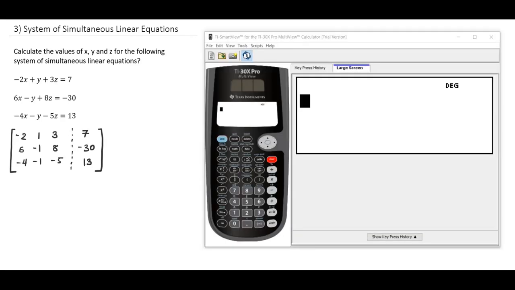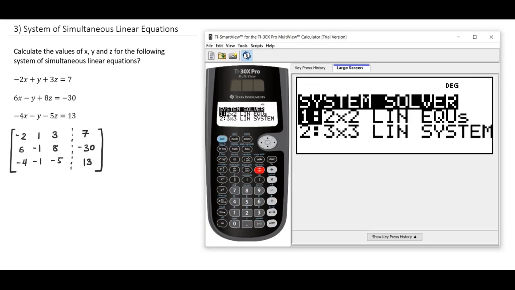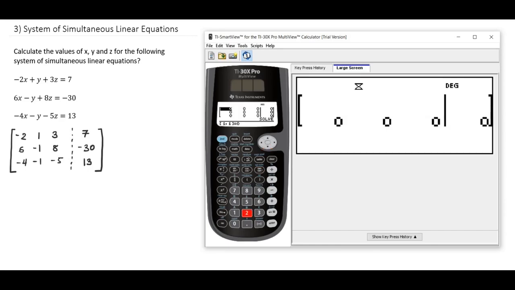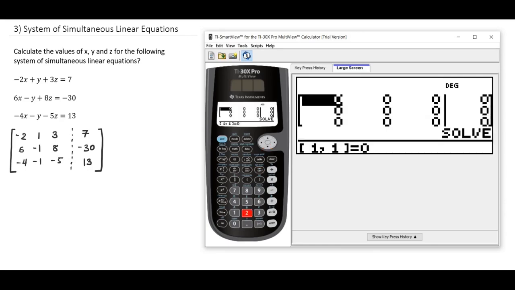We can solve these equations without having to input the values into 2 or more matrices. We can do that by solving the augmented matrix, and we do that by going into second, system solver, which is in 10 or the inverse of 10. Since we have 3 variables and 3 equations, we press the second one, which is a 3x3 linear system. And press 2. So now this matrix matches our augmented matrix, and all we have to do is plug in the values.